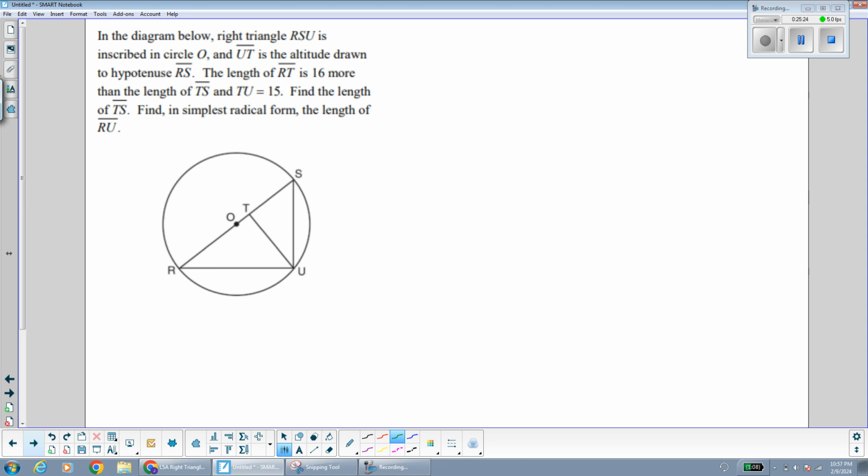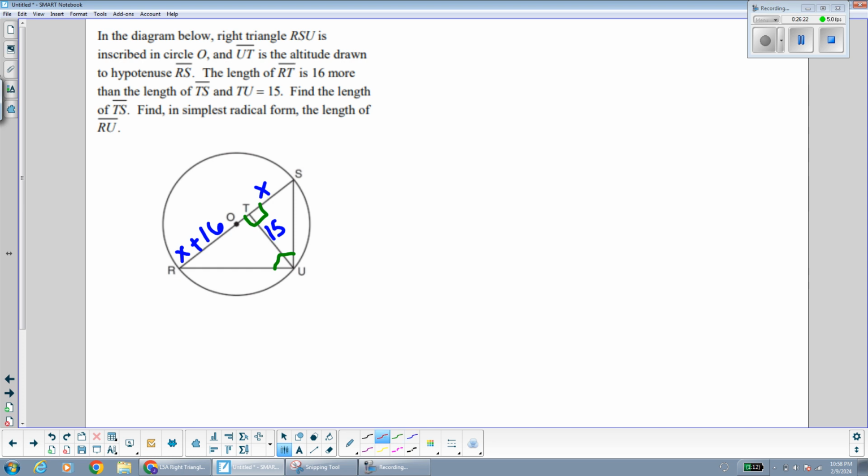Finally, we have one more example, and we have right triangle RSU, and UT is the altitude drawn to hypotenuse RS. The length of RT is 16 more than the length of TS. So I'm going to label TS as X because I don't know what it is, and RT is 16 more than X. And it also tells us that TU is 15. And it says find the length of TS in simplest radical form. Find the length of RU. So we're finding two things, TS and then RU.